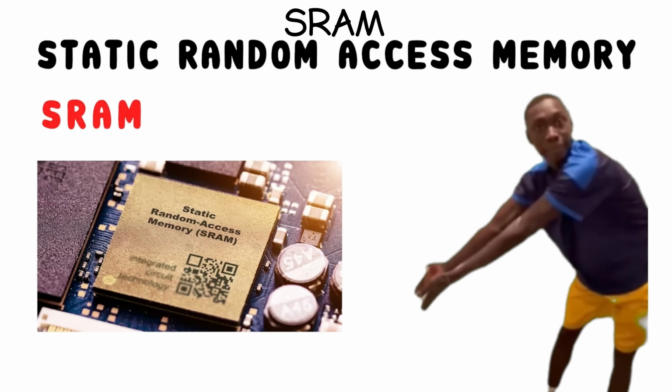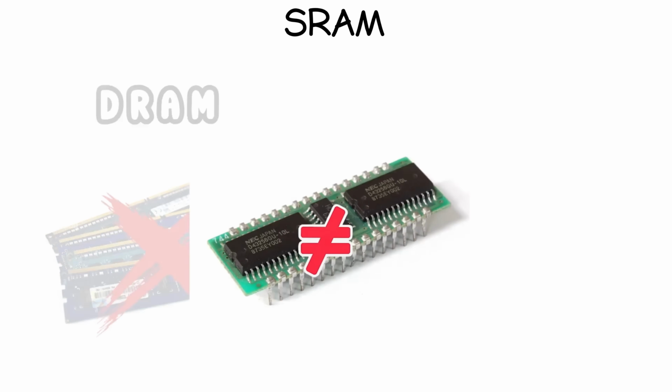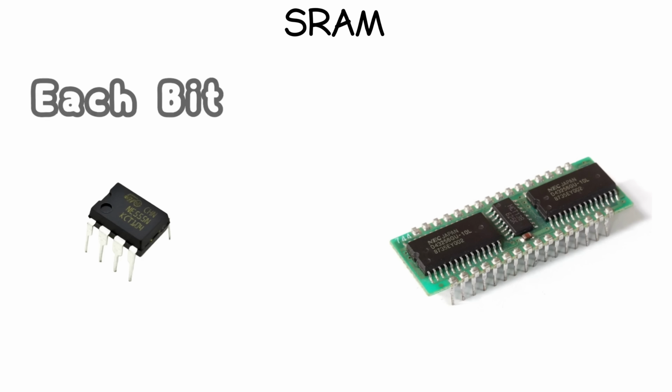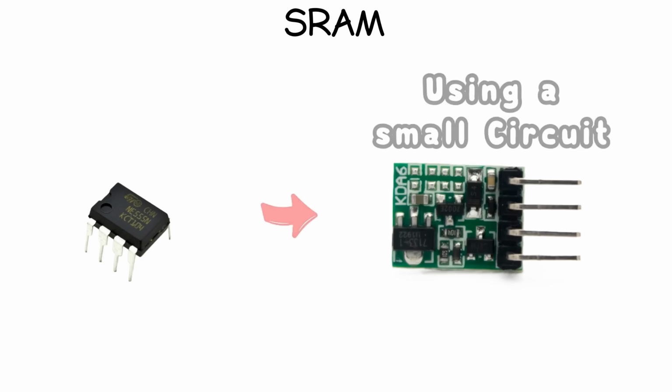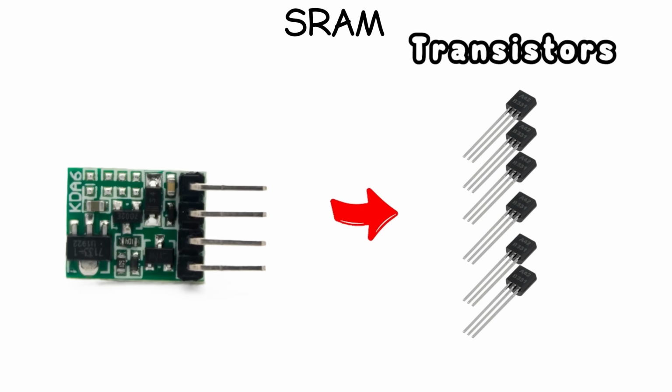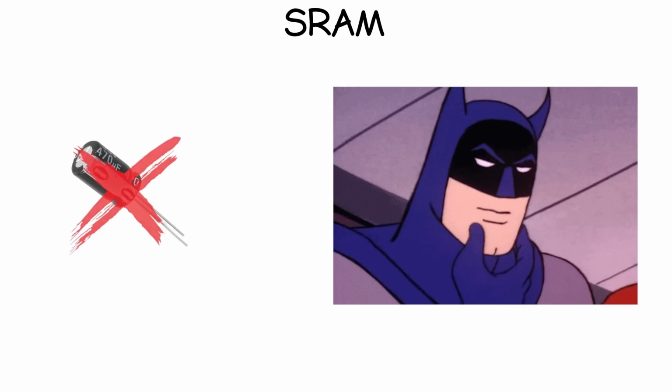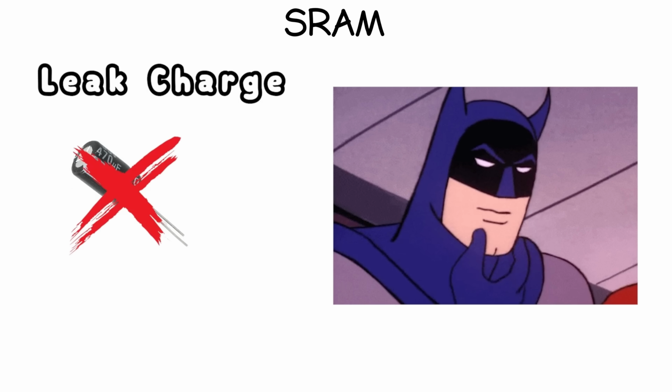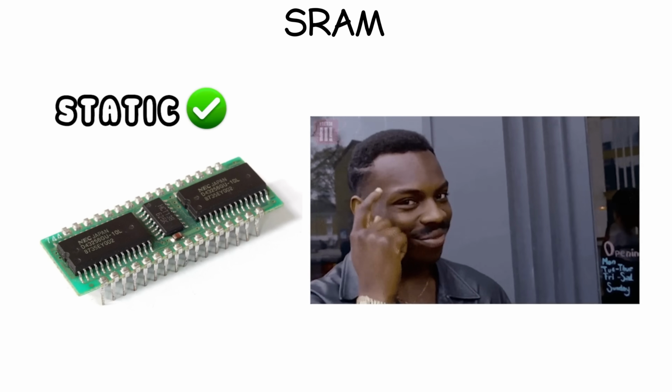SRAM. SRAM stands for Static Random Access Memory. Unlike DRAM, it does not use capacitors. Instead, each bit is stored using a small circuit called a flip-flop, made up of 4 to 6 transistors. Because there are no capacitors leaking charge, SRAM does not need constant refreshing. That is what makes it static.